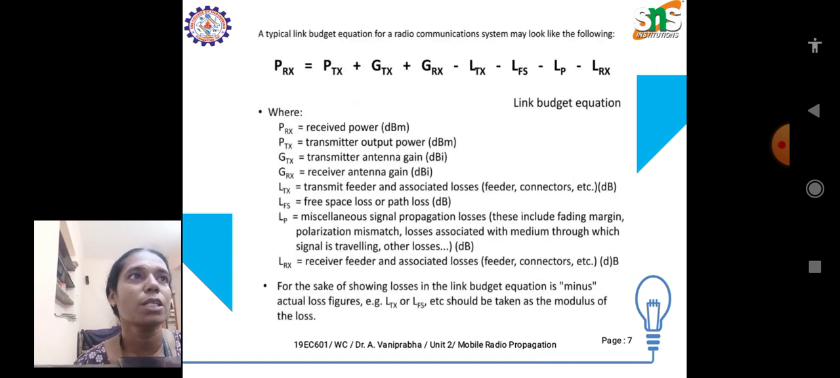A typical link budget equation for a radio communication system may be like this: PR, the received power, is equal to the transmitter power plus transmitter gain plus receiver gain minus the loss due to the transmitter, and loss of receiver, and other losses also. The legends of all the parameters are mentioned here: free space loss, transmitter feeder loss, and other losses. For the sake of shadowing, losses in the link budget equation are minus; actually, the loss figures of transmitter loss or free space loss should be taken as the modulus of the losses.